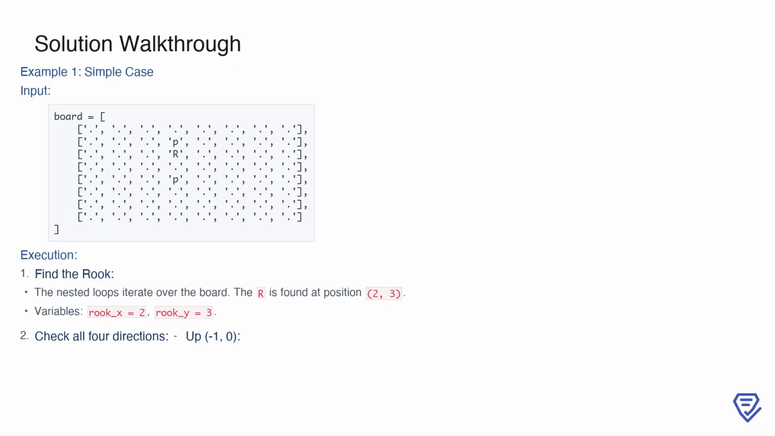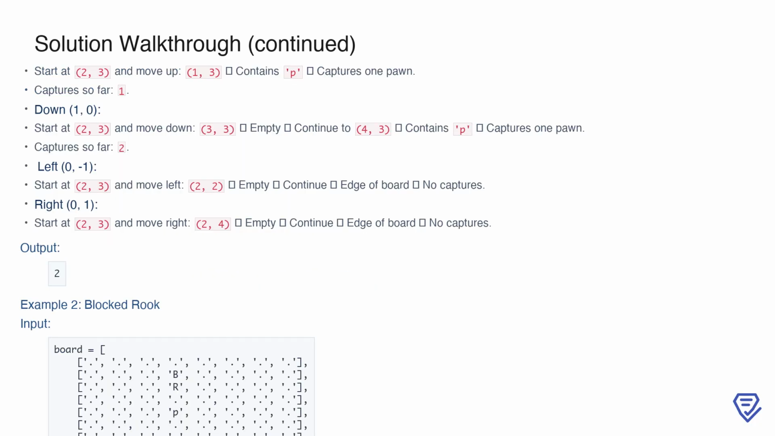and right. Starting with the upward direction, the rook moves from 2, 3 to 1, 3, where it encounters a pawn. Since the rook can capture a pawn directly in its path, we record 1 capture in this direction. Now, we move on to explore the other directions to complete the analysis. Next, we check the downward direction. Starting again at 2, 3, the rook moves to 3, 3, which is empty, and then continues to 4, 3, where it finds another pawn. This pawn is captured, making the total captures so far 2.